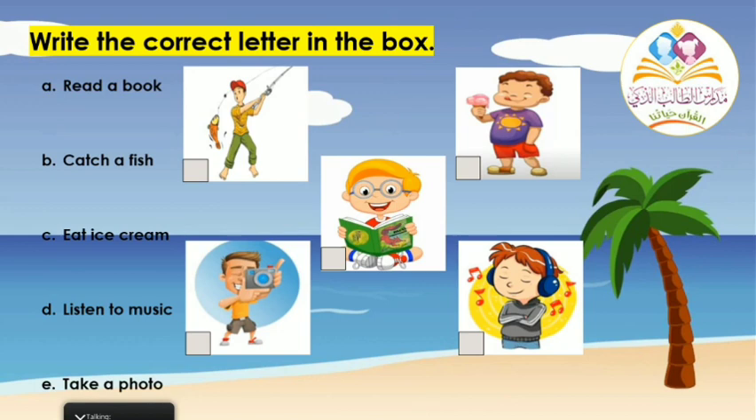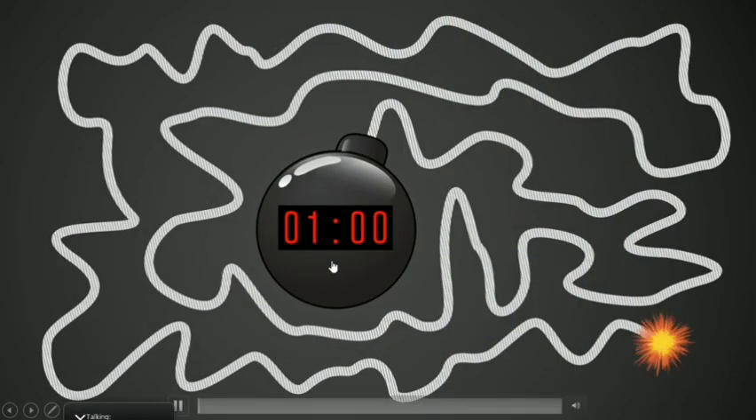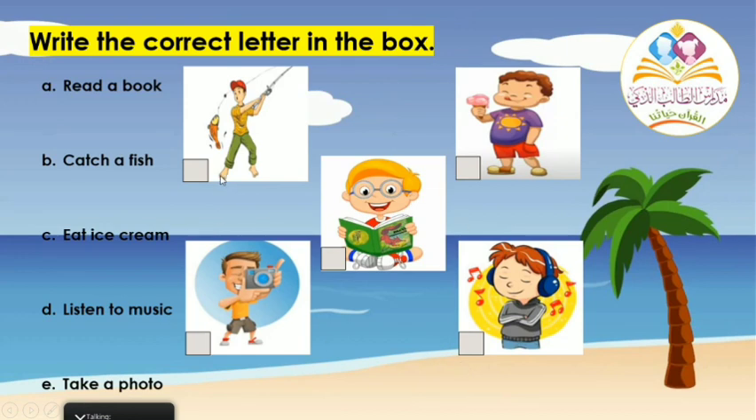Now, as a review, you will write the correct letter in the box. There are boxes here, as you can see. These are the boxes. You will write the correct letter in the box. We have A, B, C, D, and E. Okay? I'll read it to you. Read a book. Letter A. B, catch a fish. C, eat ice cream. D, listen to music. E, take a photo. Okay, you will write the correct letter inside these boxes.